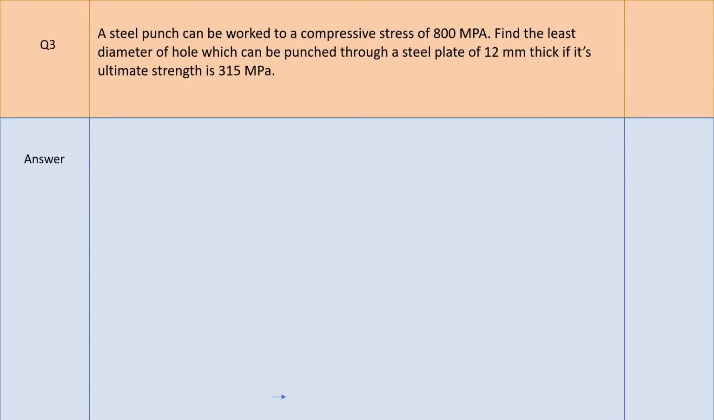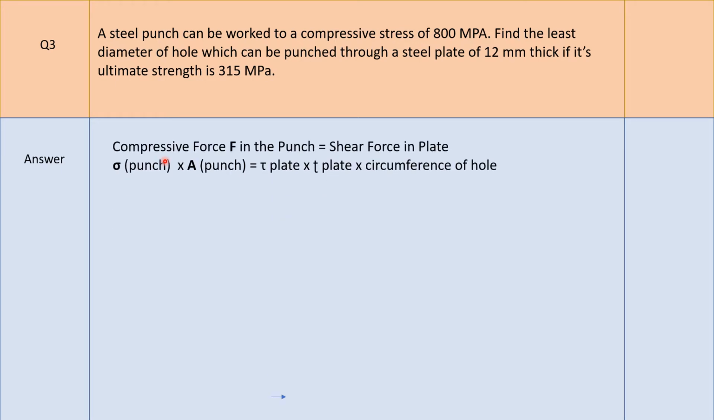A steel punch can be worked to a compressive stress of 800 MPa. Find the least diameter of the hole which can be punched through a steel plate of 12 mm thickness if its ultimate strength is 315 megapascal. Now this is the same problem as before. Here we want the least diameter, so directly use the formula. The compressive force in the punch is equal to the shear force.